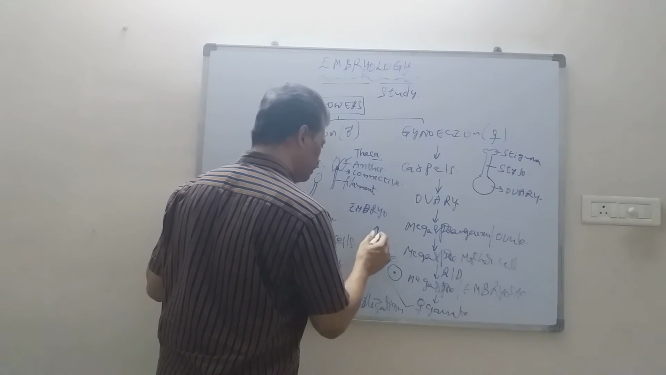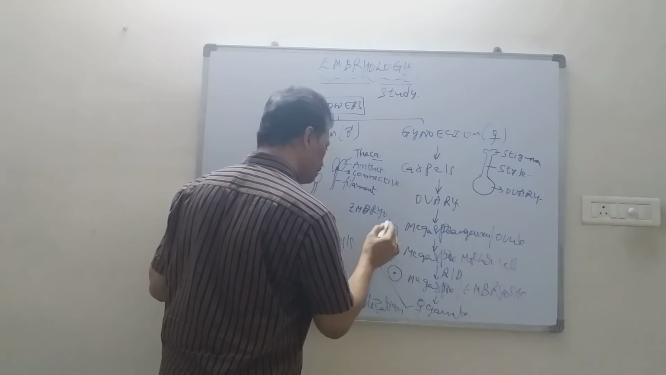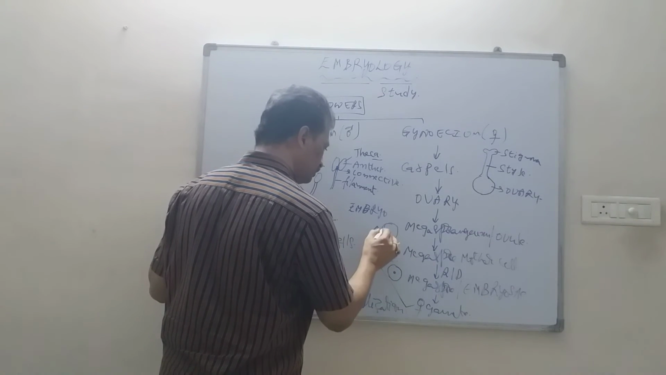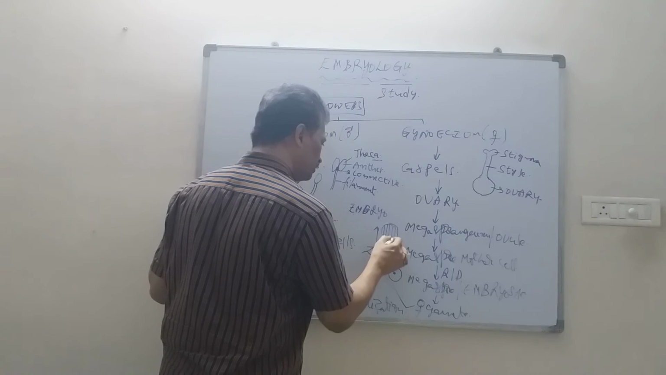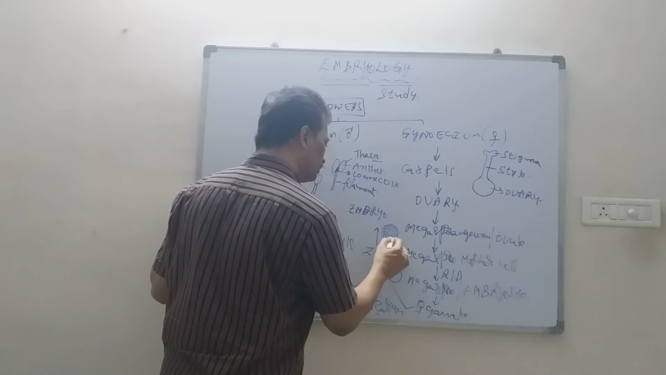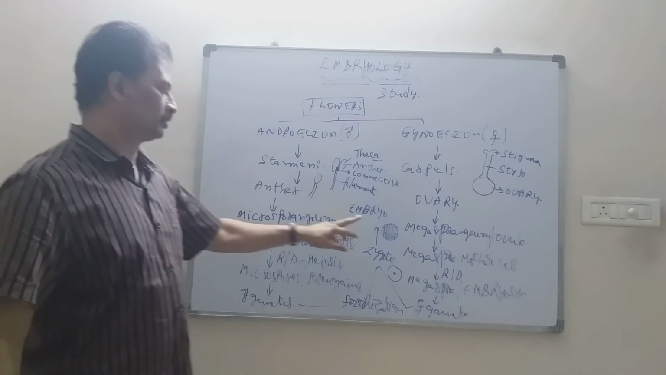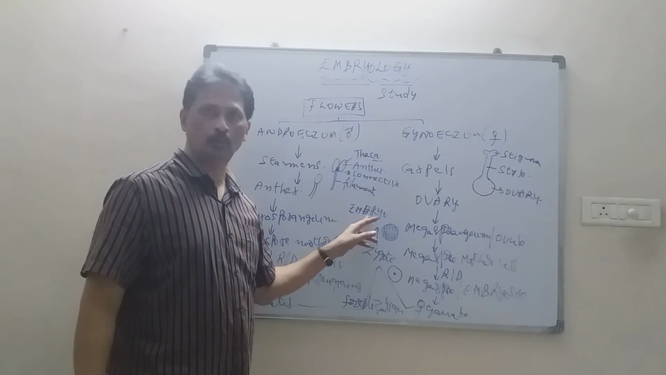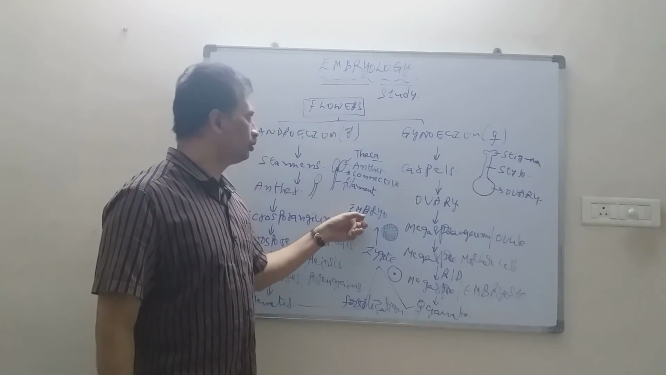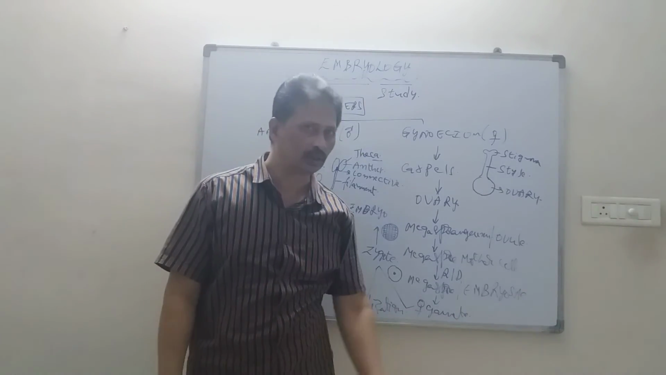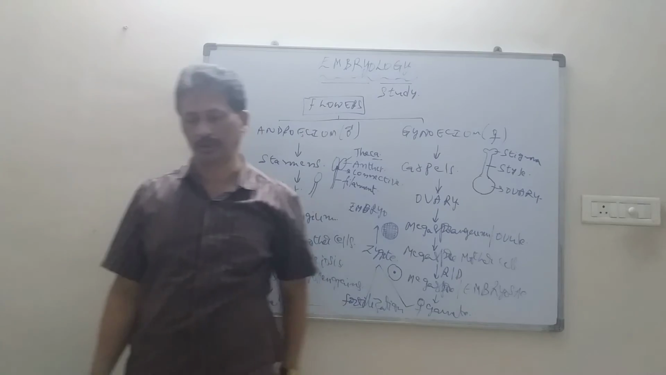What is the difference between the zygote and the embryo? The zygote is a single-celled, single-nucleated structure. It undergoes repeated mitotic divisions and ultimately produces a multicellular structure called the embryo. The study of this embryo is called embryology.